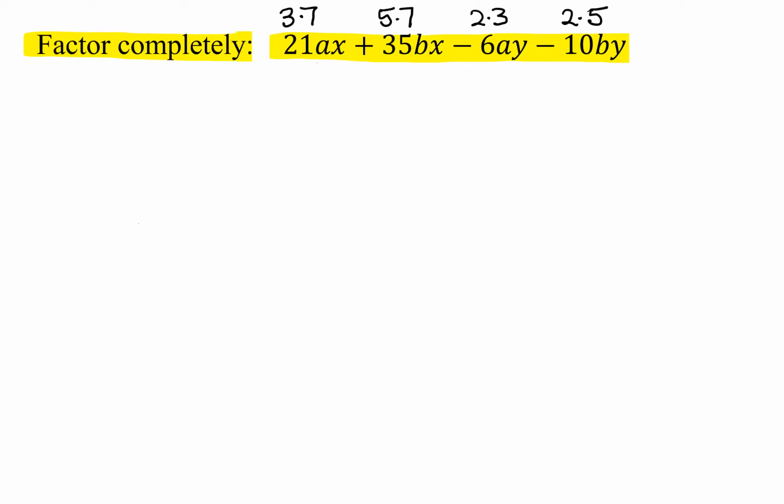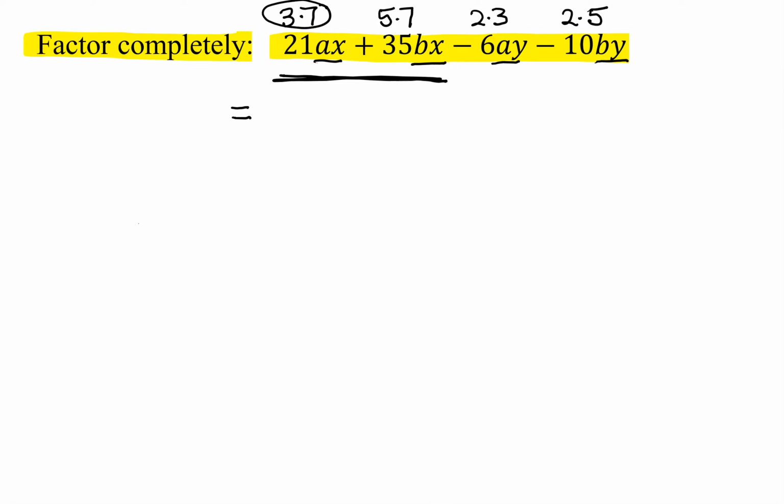And also looking at the variables, I have an ax, a bx, an ay, and a by. So there's no variable that's common to all 4 terms. So I'm just going to have to do this by factoring by grouping. So let's look at the first 2 terms. What do they have in common?